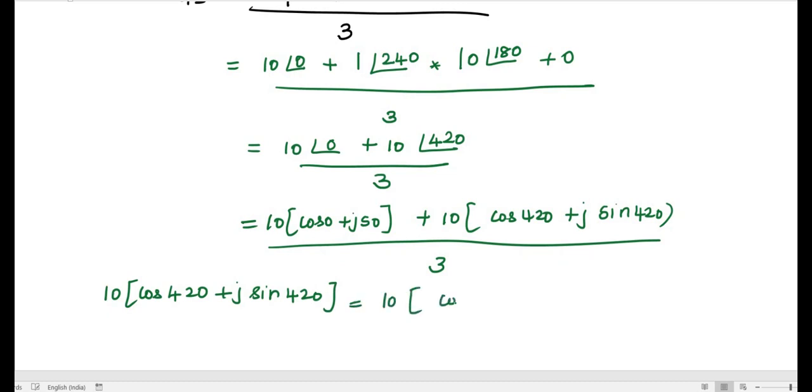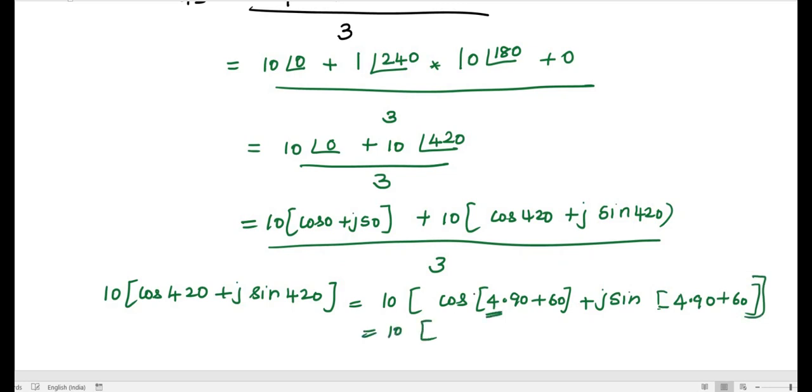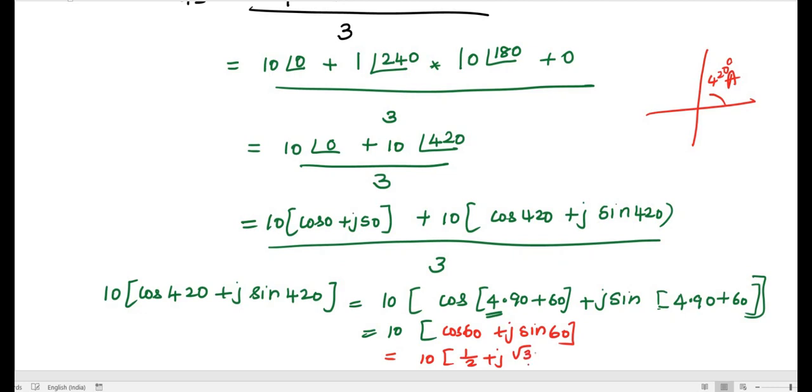10 into cos 420, I can write like this, 4 into 90 plus 60. Here j sin 4 into 90 plus 60. 4 is an even number, so there is no change of sign term here. Cos, here all are positive. This is 360, then 420 comes here. All are positive. So cos 60 plus j sin 60. So what is the answer? 10 into cos 60 is 1 by 2. j sin 60 is root 3 by 2.